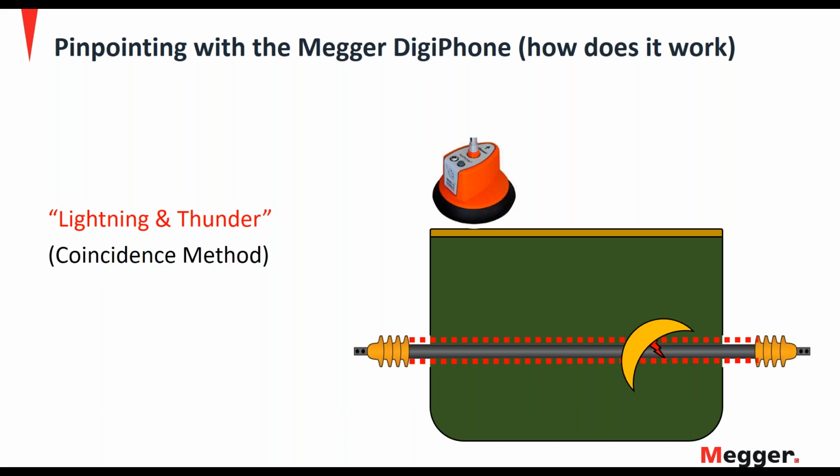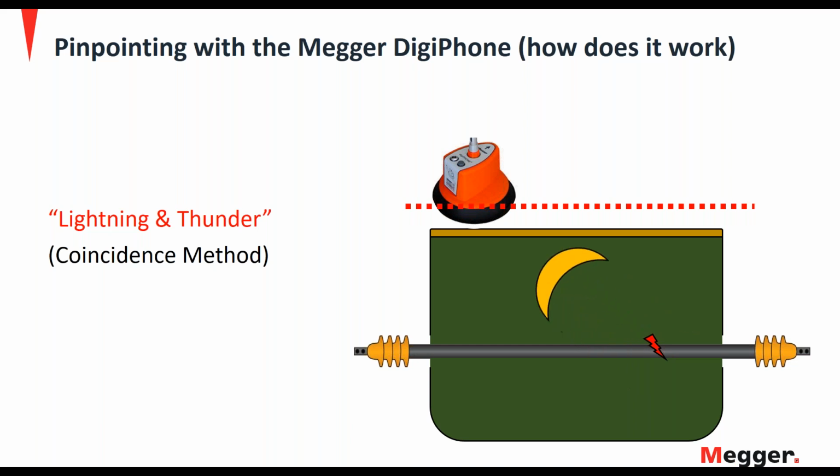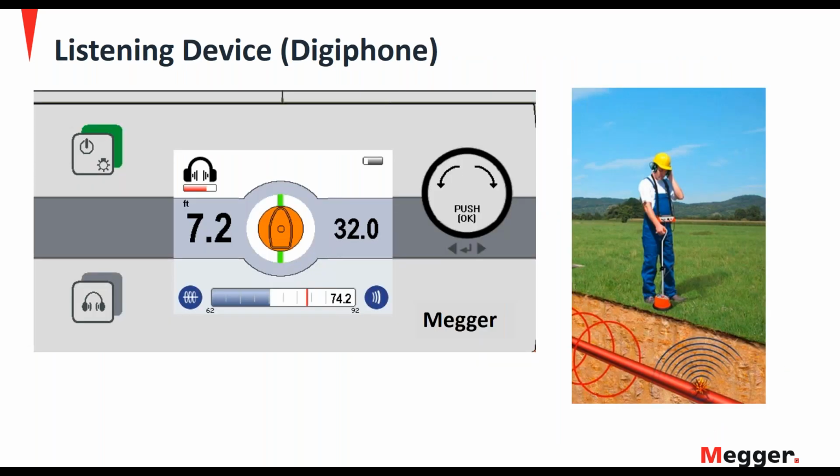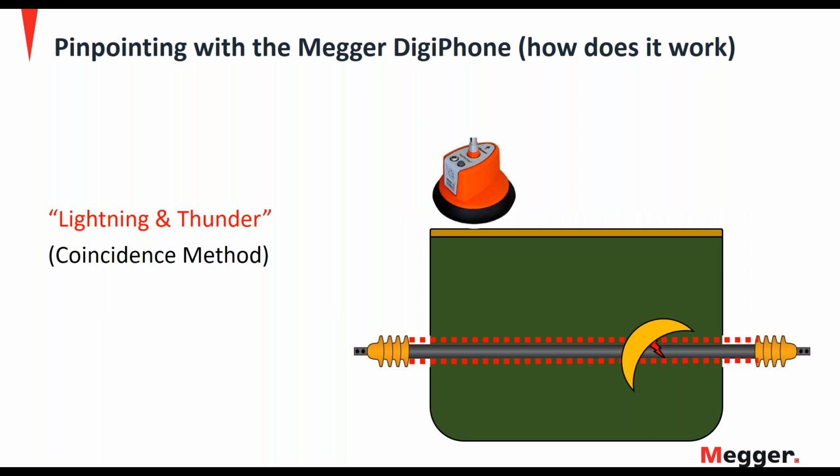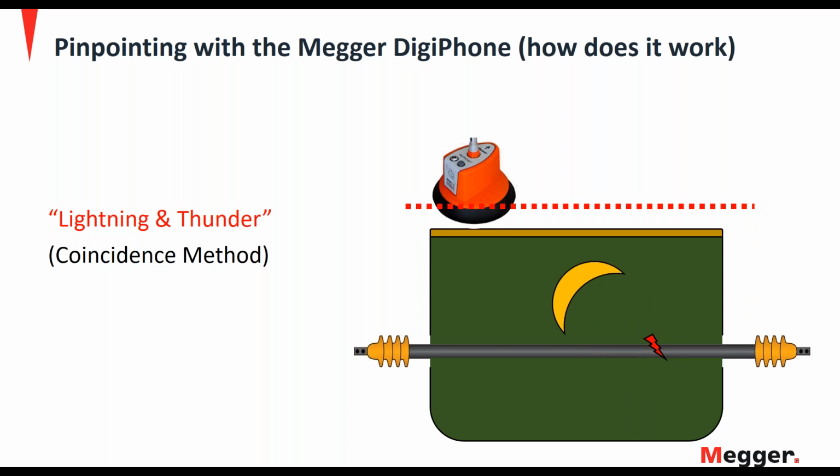So if we cycle the thumper, this electromagnetic pulse travels very quickly and hits the sensor and triggers a timing mechanism, and the sound wave hits the sensor much slower, at the speed of sound, and stops that timing mechanism. So if we go through that again, thumper thumps, the Digiphone starts to record how long it's going to take for the sound to get there. And the closer the sensor is to the fault, the less time it takes for that sequence to take place.